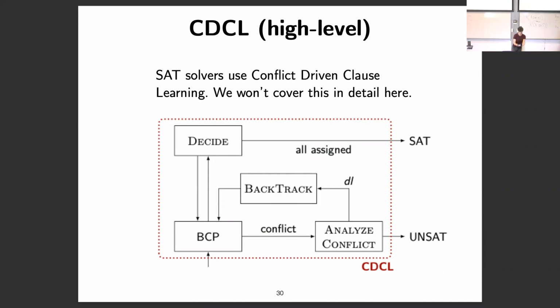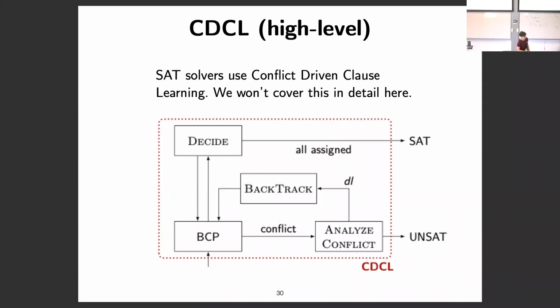We do some more Boolean constraint propagation. And then eventually we get to a Boolean constraint propagation that didn't hit any conflicts. And then we go back and we decide a new variable. And we keep doing that until we've assigned a value to all of the variables.